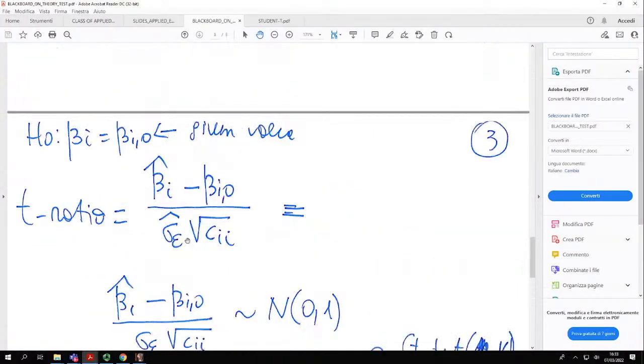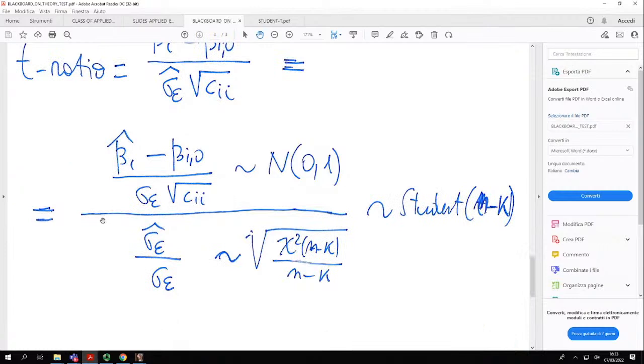It's something that you already know. I already showed you this before. Look at this quantity here: it can be written as the ratio of this over this. And under normality of the error, I know that the numerator will be normal 0, 1, and the denominator will be the square root of chi squared with n minus k degrees of freedom divided by n minus k, and that's why, in that case, under the null, I have a student T with n minus k degrees of freedom.